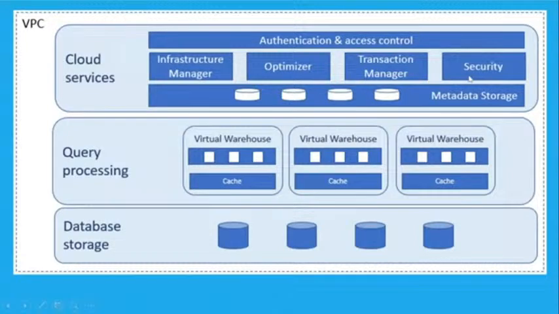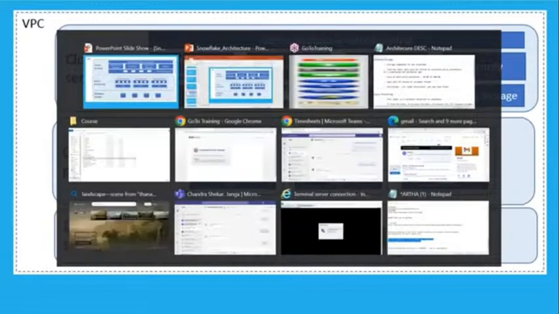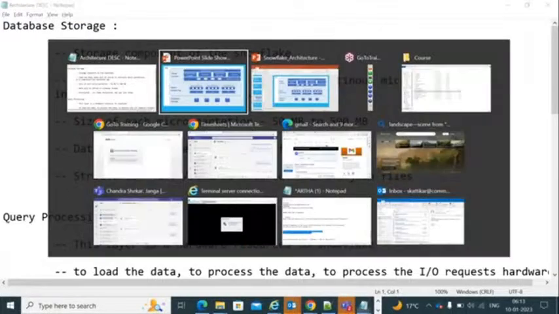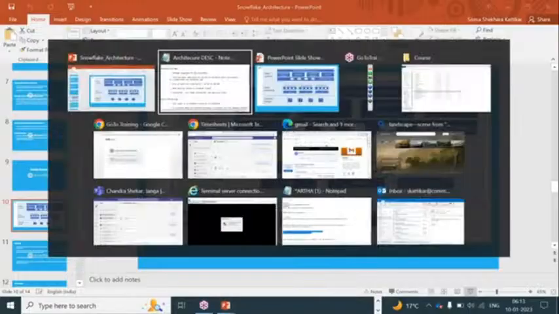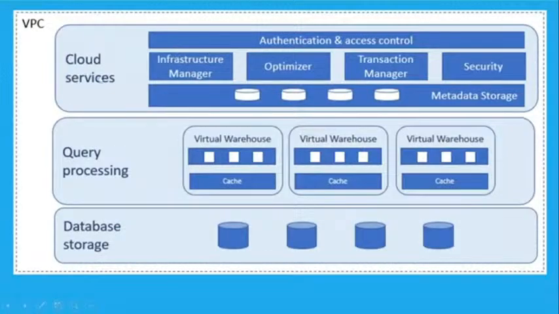Guys, we have three layers in the Snowflake architecture. One is the cloud services layer. Another is the query processing layer. The third is the database storage layer. Let me repeat once again.